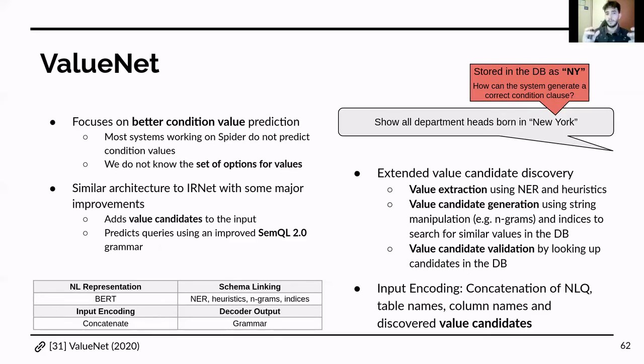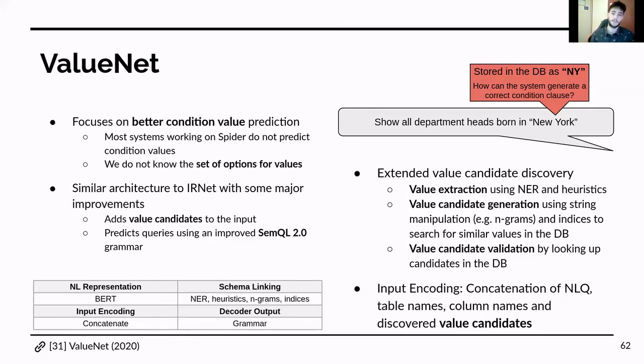besides looking at all the words of the natural language query, it is not possible to look into the database and assume that these are all our options and make a decision out of this, because the variety of choices will be huge and we cannot handle this. So what ValueNet does is it adds value candidates to the input so that the system can have a set of choices instead of trying to guess. And the way that this is done is by a process, an extended value candidate discovery process.